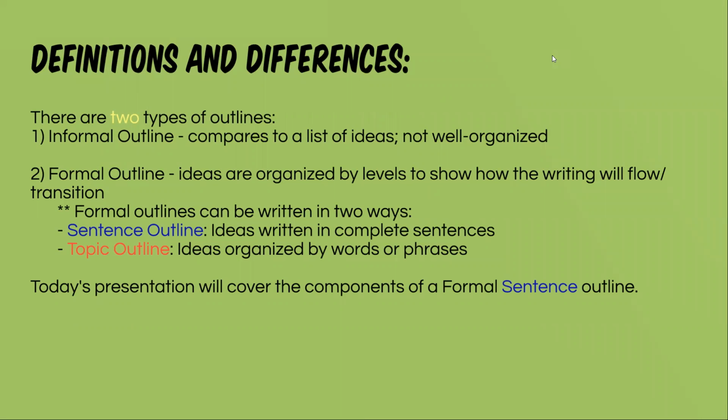And so we'll begin today with a few things to know, a couple of definitions and differences here. There are two main types of outlines. First is an informal outline. It kind of compares to that of brainstorming, a list of ideas that's not very well organized, whereas a formal outline, the second type, is where your ideas are organized by levels to show how the writing will flow and transition throughout. Formal outlines can be written in two ways. First is in complete sentences, which is called a sentence outline, or they can be organized by words or phrases in a topic outline. Today's presentation will only cover the components of a formal sentence outline.